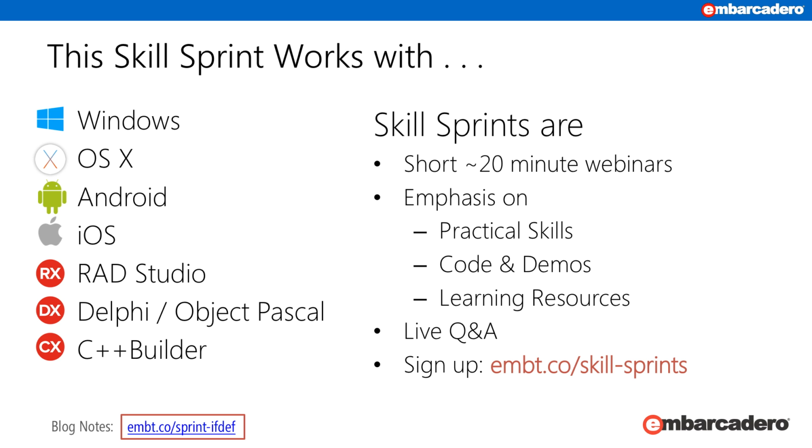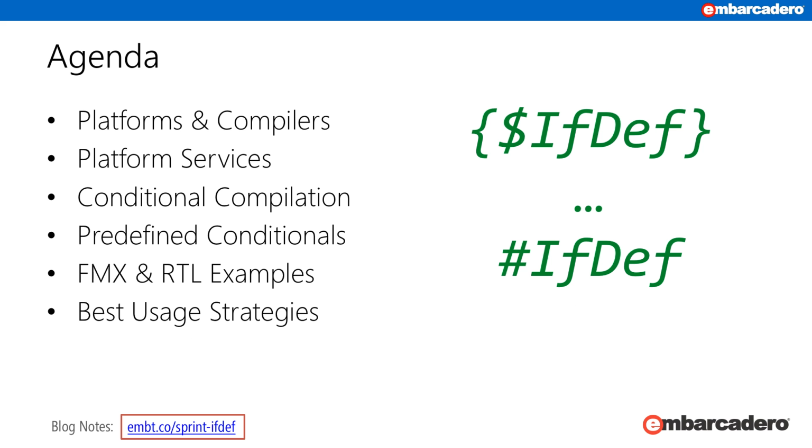Because this is cross-platform development, it works everywhere, all the platforms and all the languages that you might be using today. A few things we're going to talk about. You'll also notice we're talking about platform services, which are not if-defs. They're not related to if-defs, but chances are there are some things you may be thinking you need to use if-defs for that would be better suited to platform services. We're also going to look at some examples from the FireMonkey framework and the RTL, and then finally we're going to wrap it up with some best usage strategies.